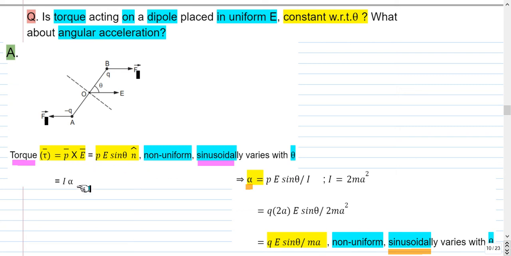And this torque equals I into alpha. From this we get alpha as P E sine theta by I. I is moment of inertia about the rotation axis, and the rotation axis is the point in the middle of the dipole and perpendicular to the plane of the paper. So moment of inertia about this axis is m a square, where m is the mass of the charge, into twice, one from plus q and another from minus q. So this is a constant. So even the angular acceleration depends on the position theta. So angular acceleration is also non-uniform and it varies sinusoidally with respect to theta.